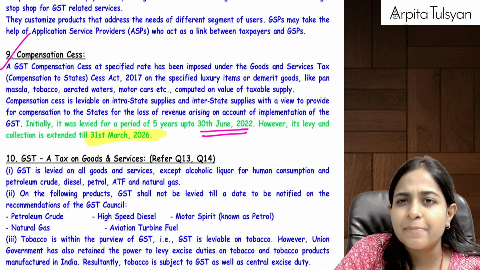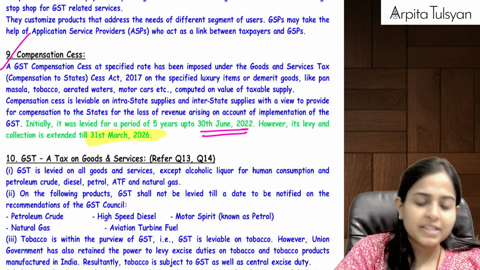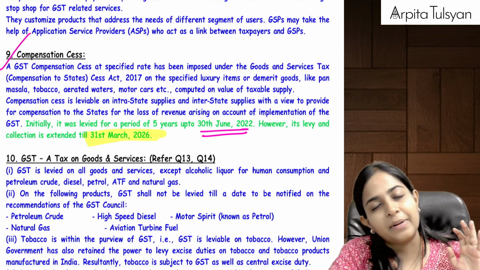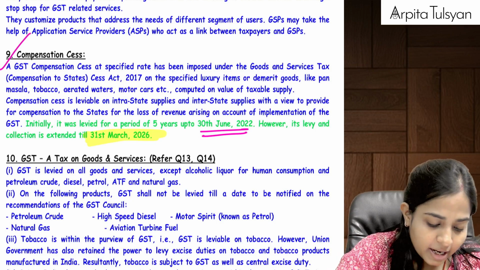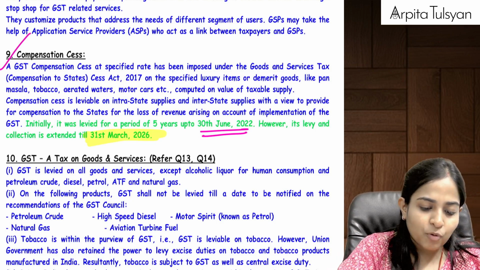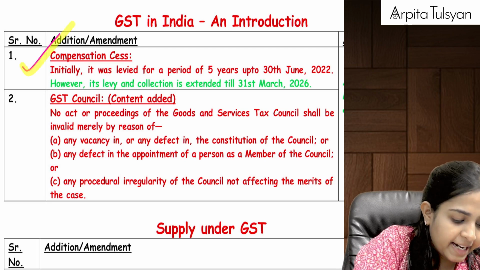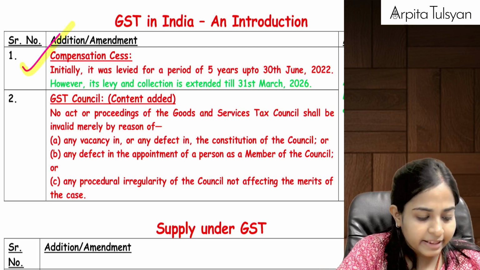Okay, this can be an MCQ type of question, that GST compensation cess is now applicable till 31st March 2026. This is one thing that we have to remember here. This was one of the additions which I want to make here in the textbook.